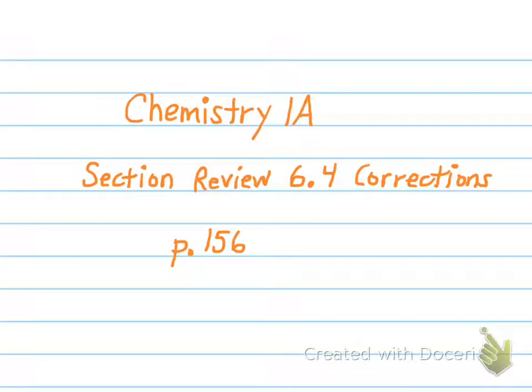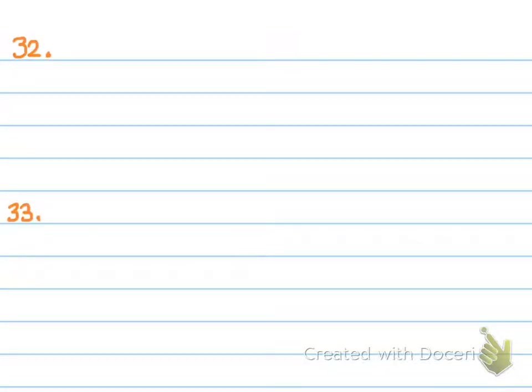Hello, chemistry students. Here are your section review 6.4 corrections from page 156 in your textbook. Question 32 asks, how are formulas written for binary ionic compounds given their names? How is the reverse done?